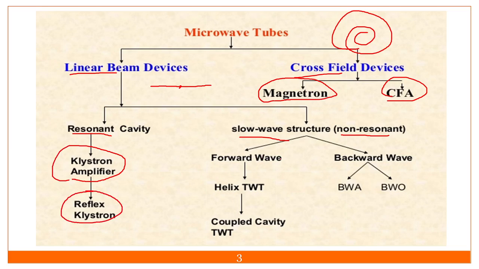In the slow wave structure, you will find the forward wave devices, that is the helix traveling wave tube and the coupled cavity traveling wave tube. And in the backward wave, you will find the backward wave amplifier and backward wave oscillators.